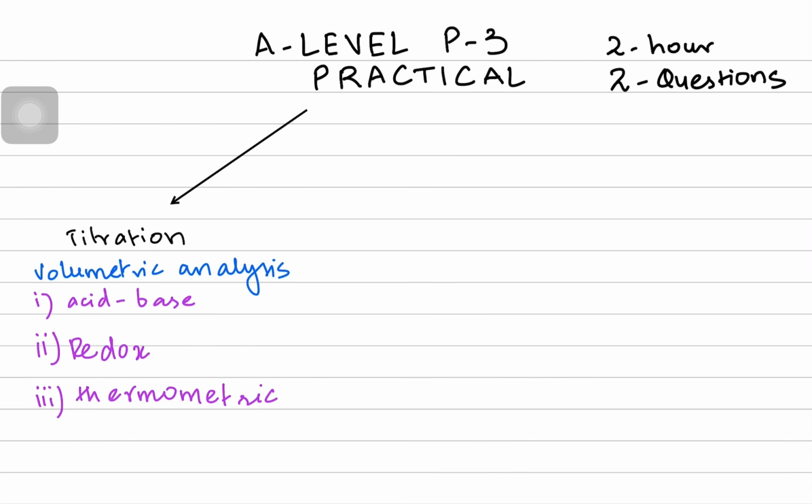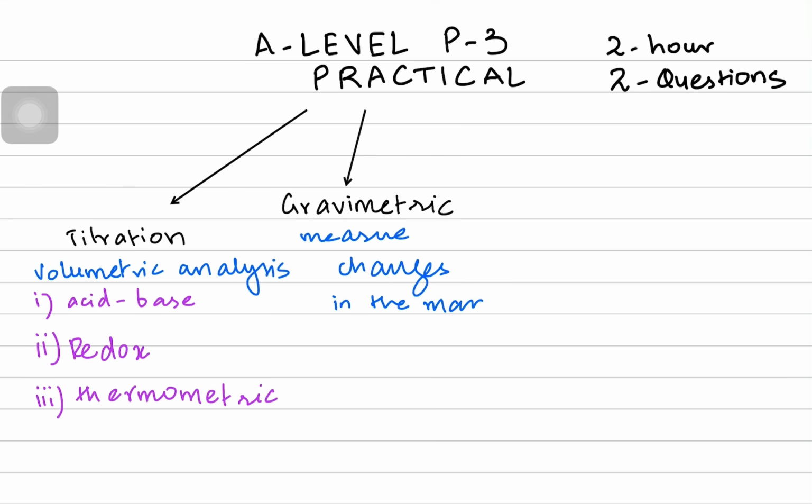Another kind of question that you might encounter a lot in A-level P3 is the gravimetric analysis. In a gravimetric analysis, you basically measure mass changes in substances.